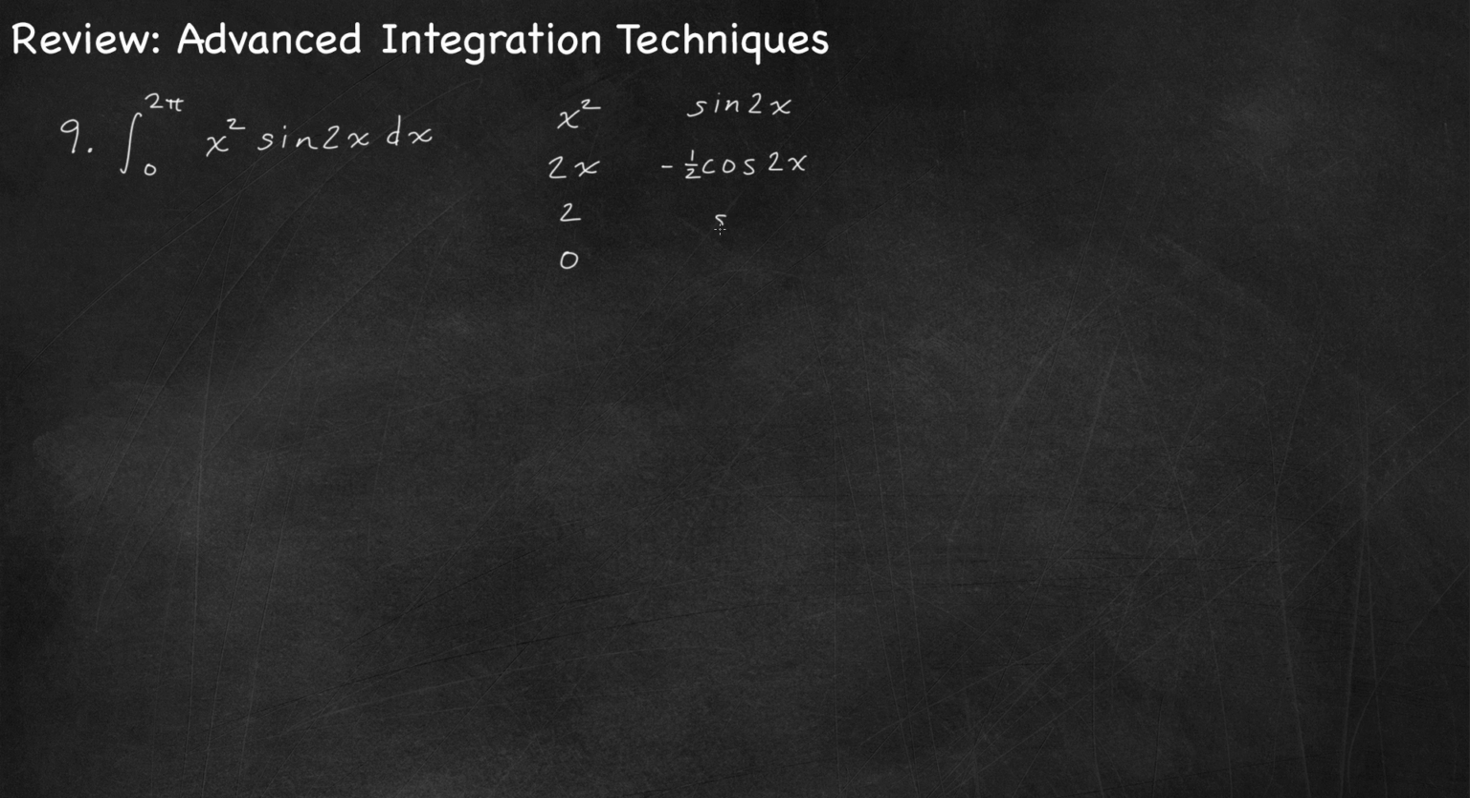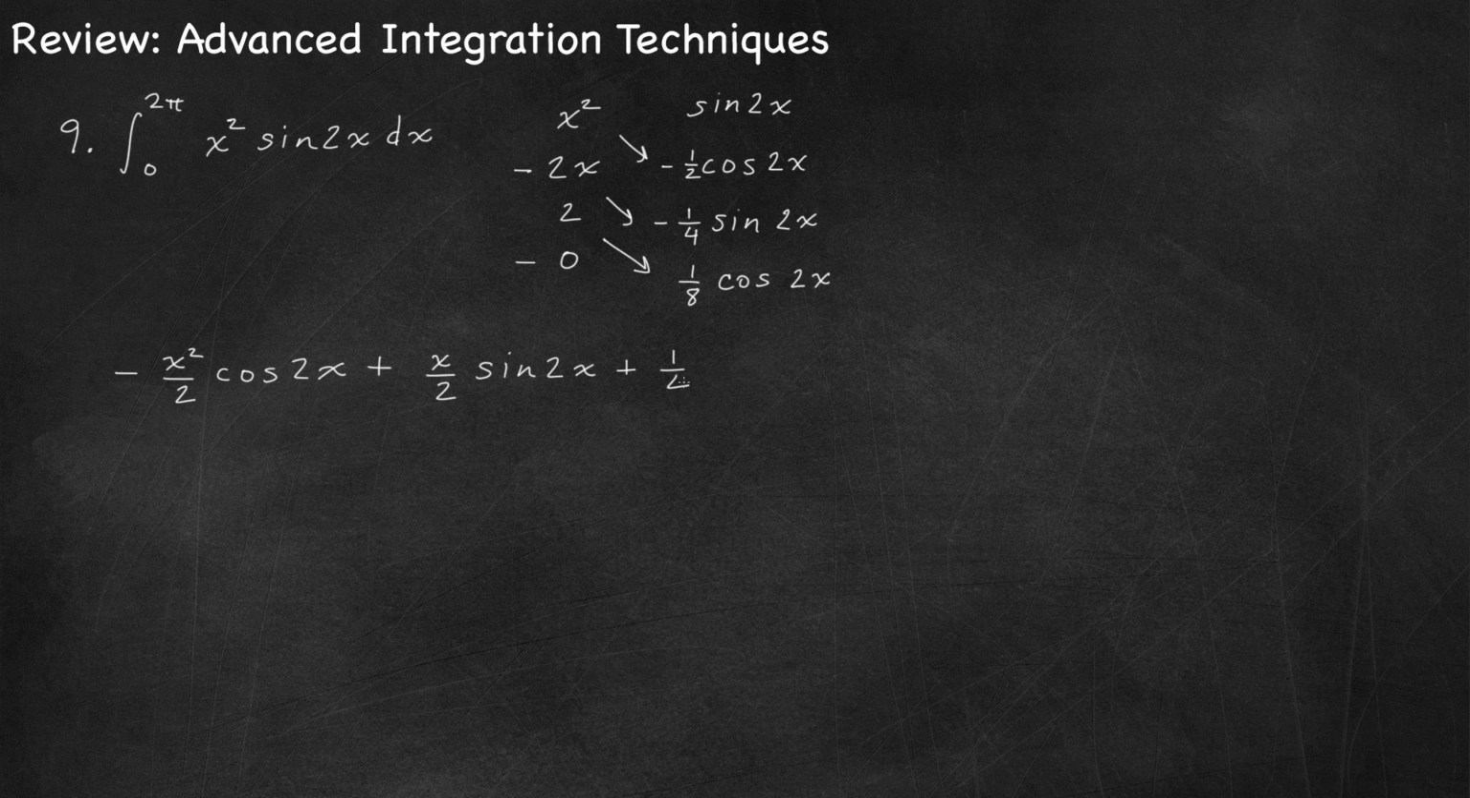Okay, then the derivative of sine is cosine, so I need the negative to get a match, and then I need to divide by 2, so that's a 1/4. Then one more time, the derivative of cosine is negative sine, the negative's already there, and I need to divide by 2, so 1 over 8. We're going to alternate signs here, and then multiply diagonally down. So we get negative x squared over 2 cosine 2x, and then positive 2 over 4, so 1/2 times x, x over 2, sine 2x, and then plus 2 over 8 is 1/4 cosine 2x plus c.